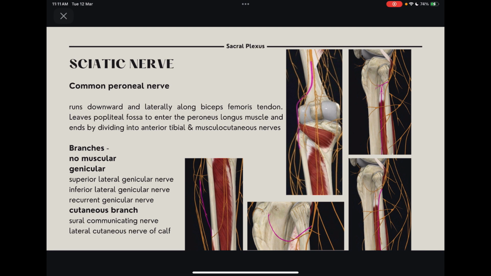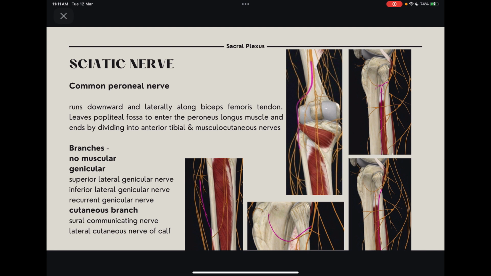The tibial nerve is also known as the medial popliteal nerve, and the common peroneal nerve is also known as the lateral popliteal nerve. Tibial is the larger of the two, continues downwards and terminates at the popliteus muscle. When it terminates, it will give us the posterior tibial nerve. It gives muscular branches, genicular branches, and a cutaneous branch for the sural nerve.